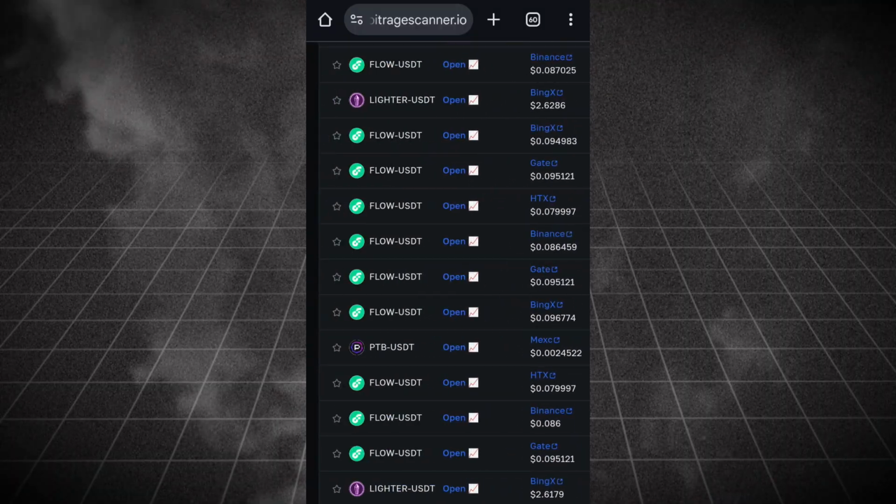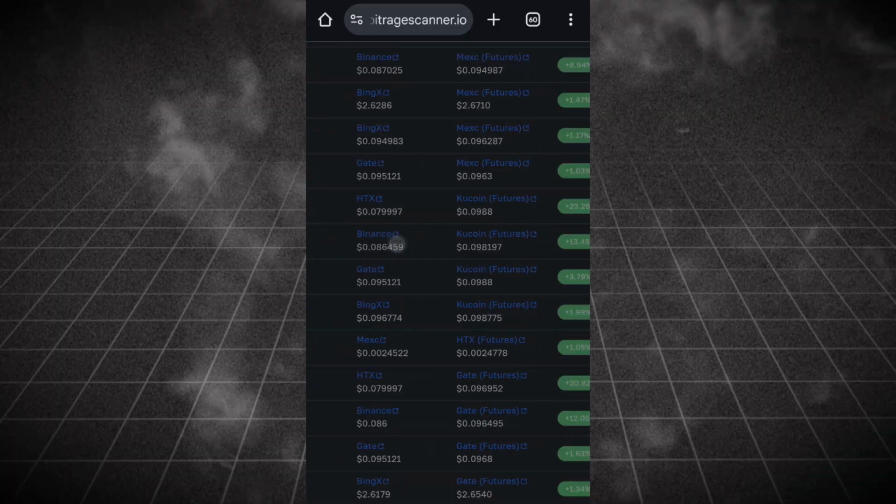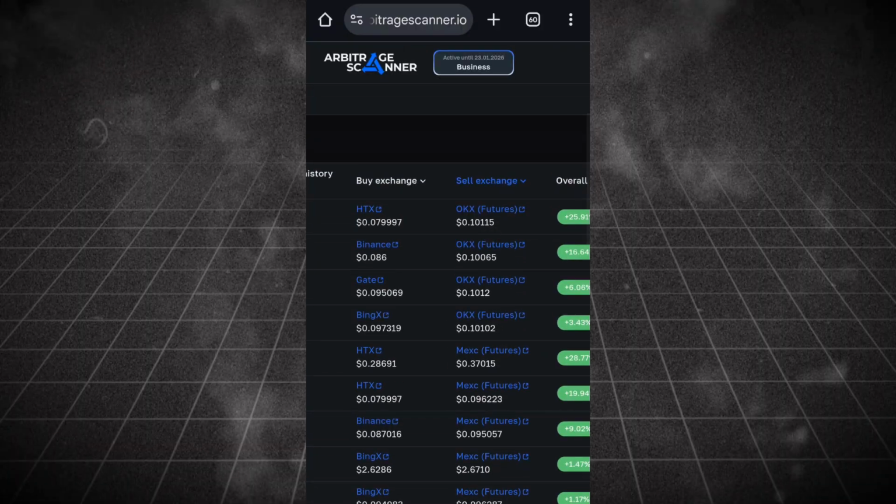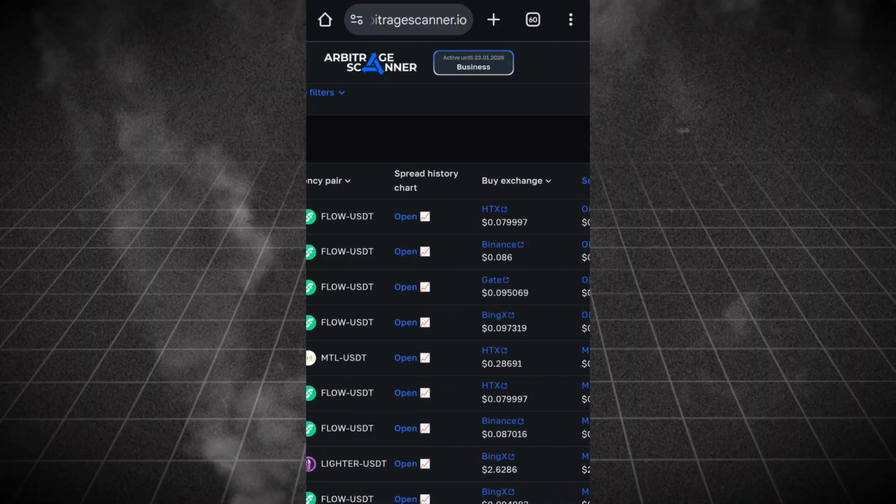This particular token right now, which is Flow, is selling at this price on Binance and at this particular price on KuCoin. Take a look at the differences right here. It's very easy to spot an arbitrage opportunity using a specific tool.